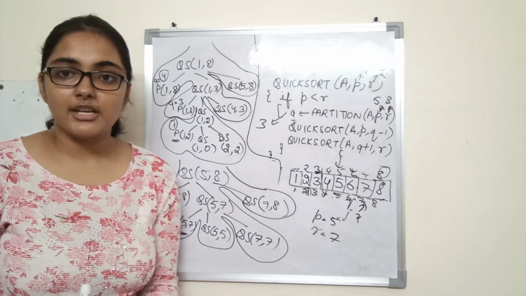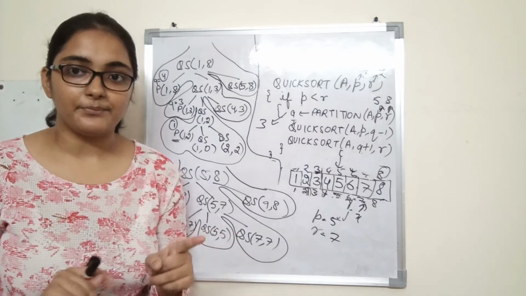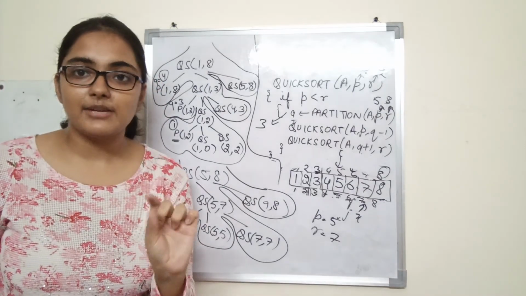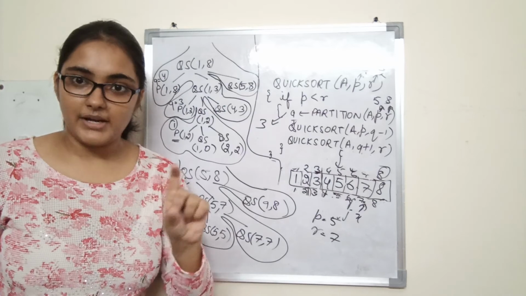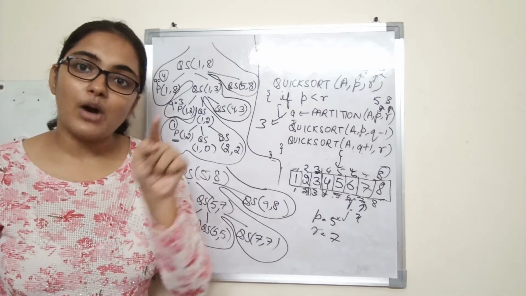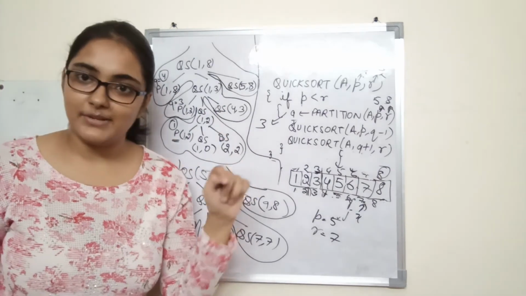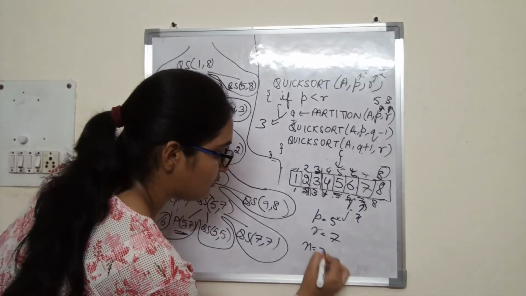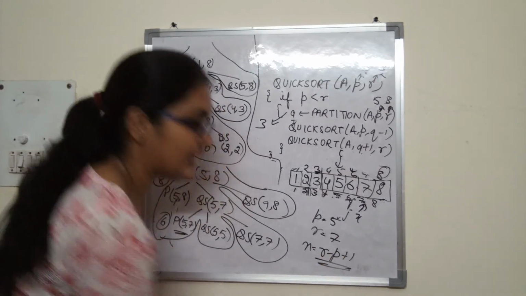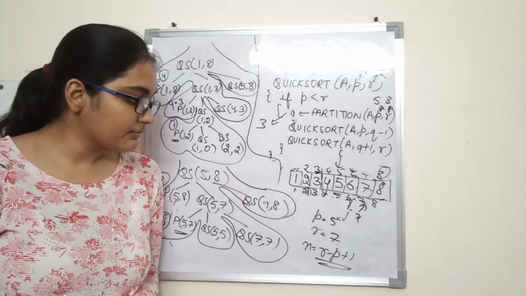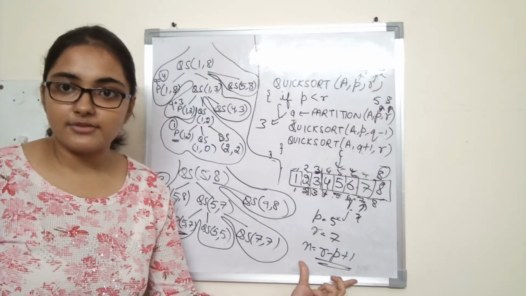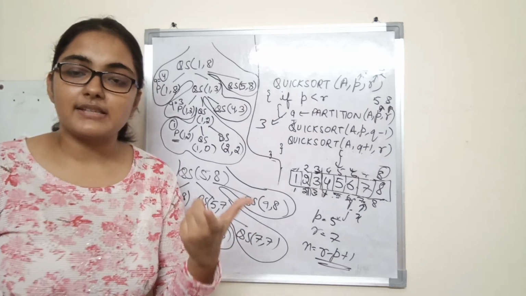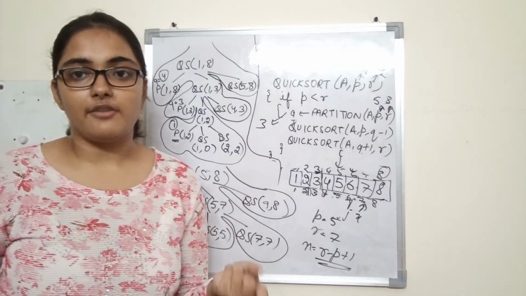Also the time complexity of the partition function is theta of n. Why? Because all the other statements are constant, the only statement that is taking time is the for loop. The for loop is running from P to R minus 1. Let us say there are n elements in the array, that is n is equal to R minus P plus 1. So the loop is running n minus 1 times, that is order of n. So the time complexity of the partition function is order of n, alright?